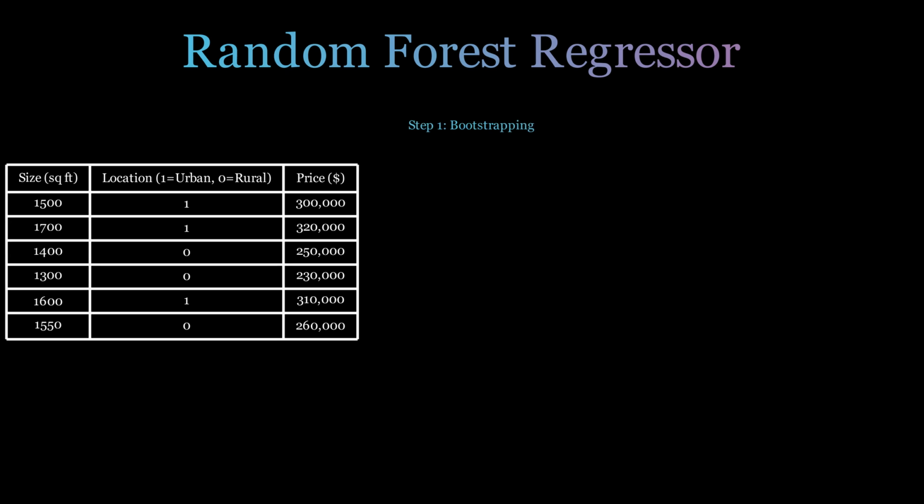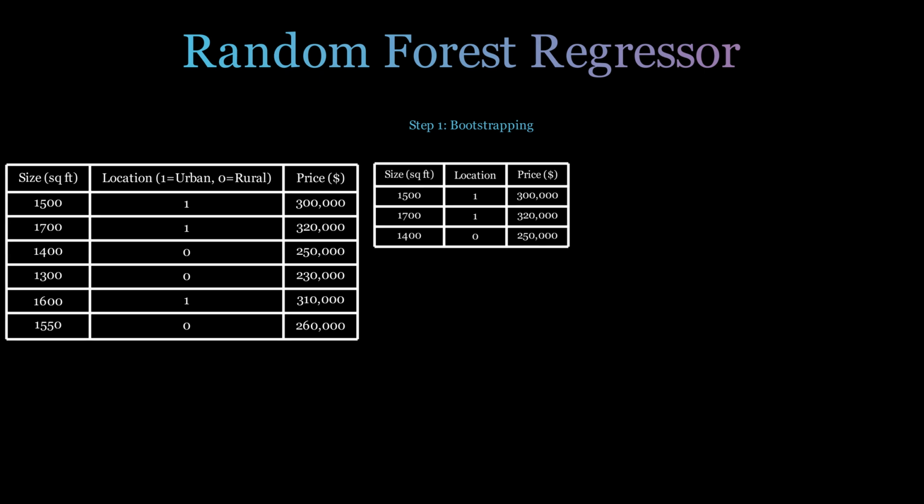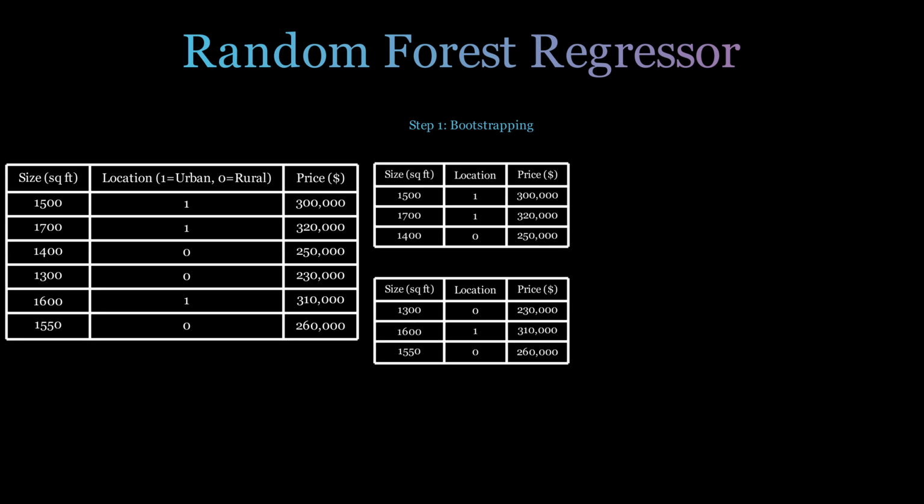In the first step, we create multiple subsets of the dataset by sampling with replacement. For simplicity, let's create 2 subsets. For each subset, we build a decision tree. Each tree uses a different feature or condition to split the data. Let's say tree 1 is built from subset 1 and tree 2 from subset 2.